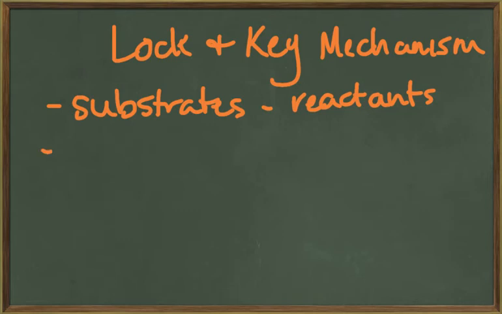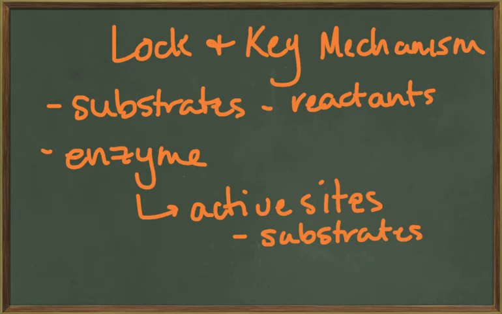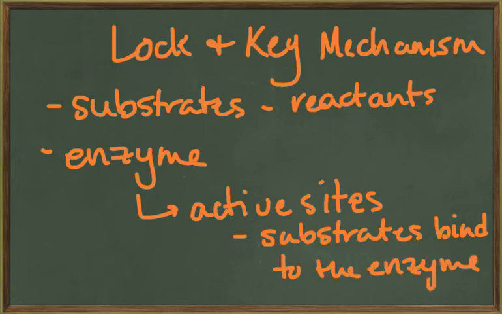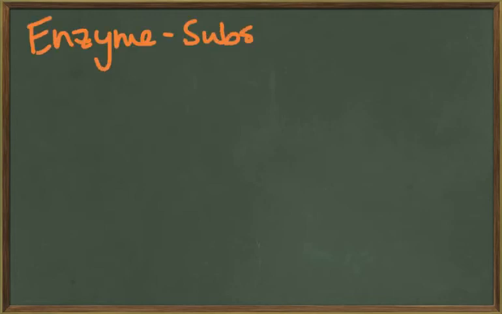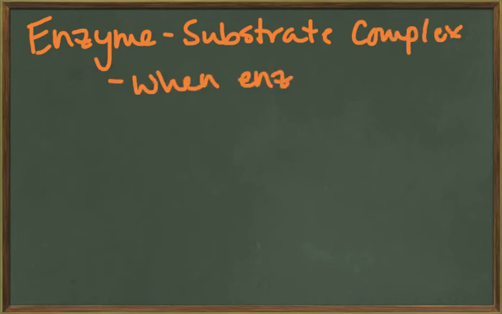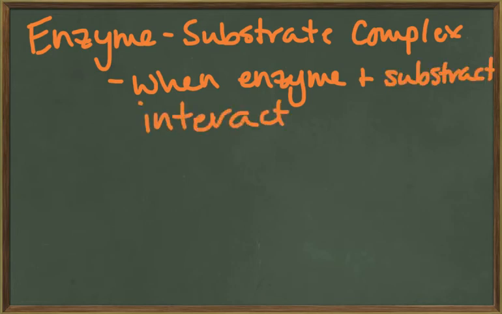The enzyme, which you should already know what that is, but on the enzyme, you're going to have active sites. These are where substrates bind to the enzyme. When I get substrates interacting with my enzyme, it becomes the enzyme substrate complex, when enzyme and substrate interact. Just know the terminology for now, and when I get you in class, we will go through this in much more detail. But this will be the main thing that we talk about in class.